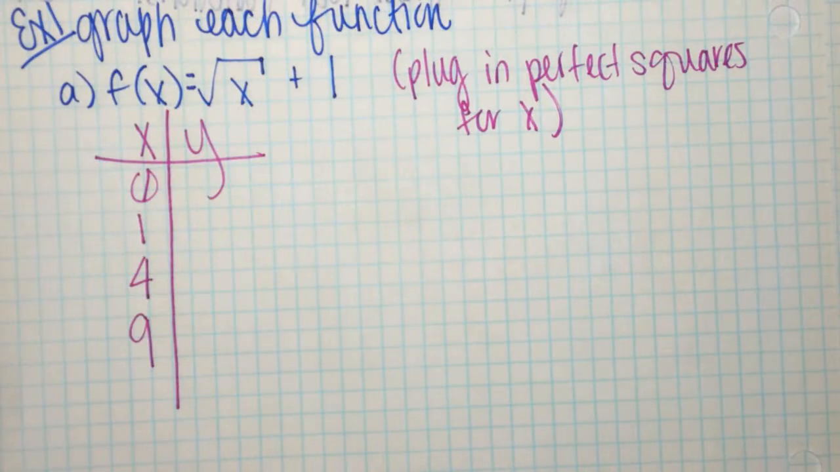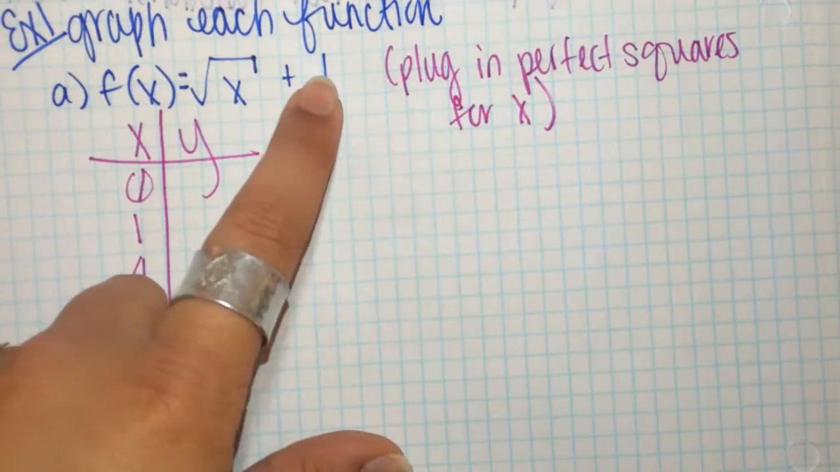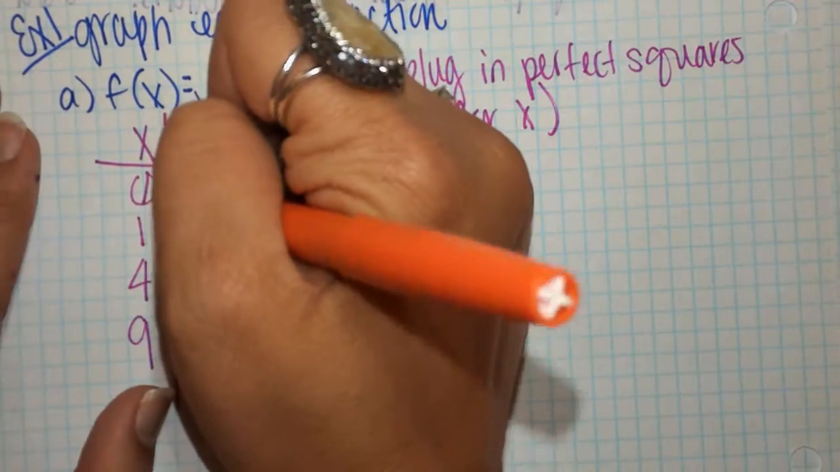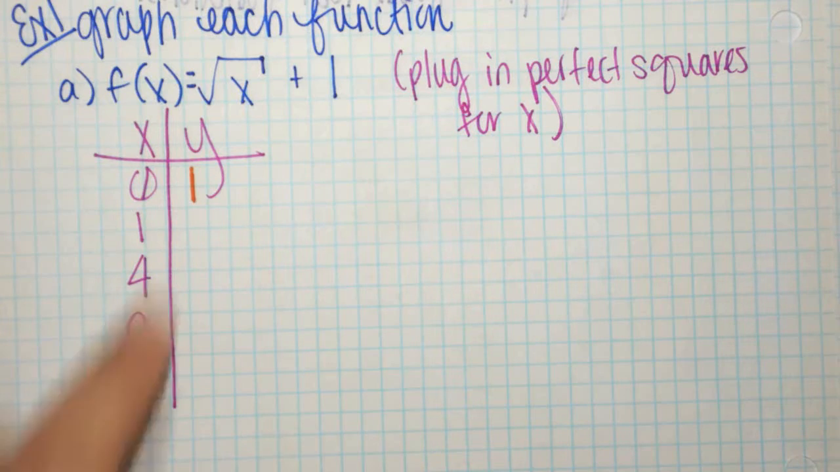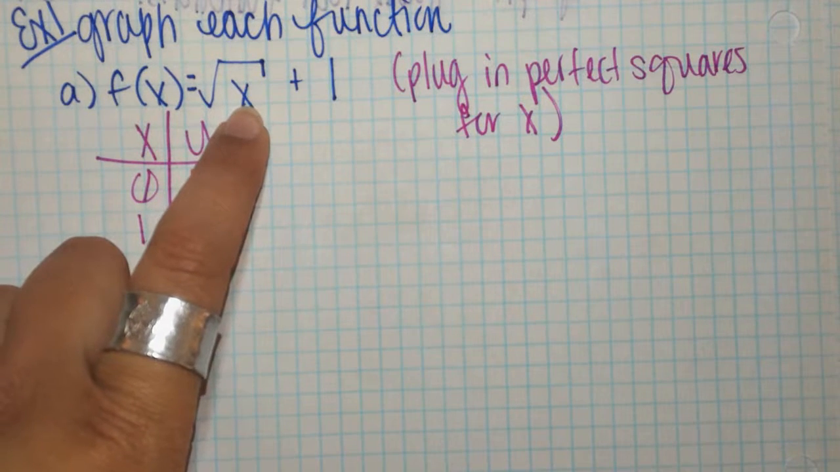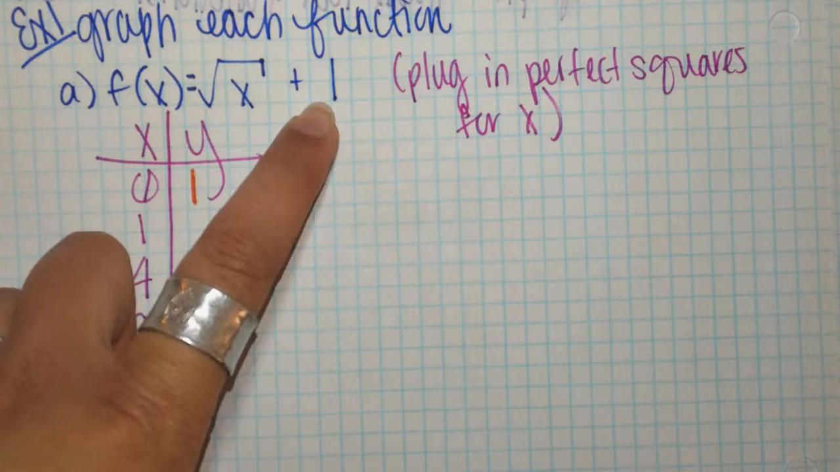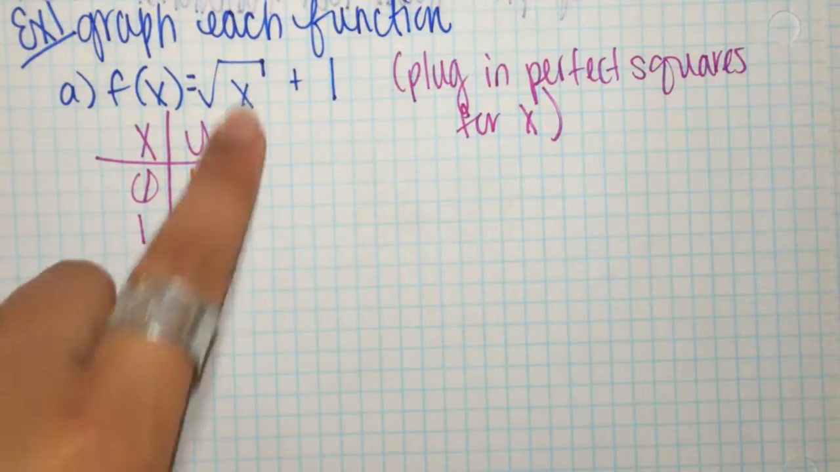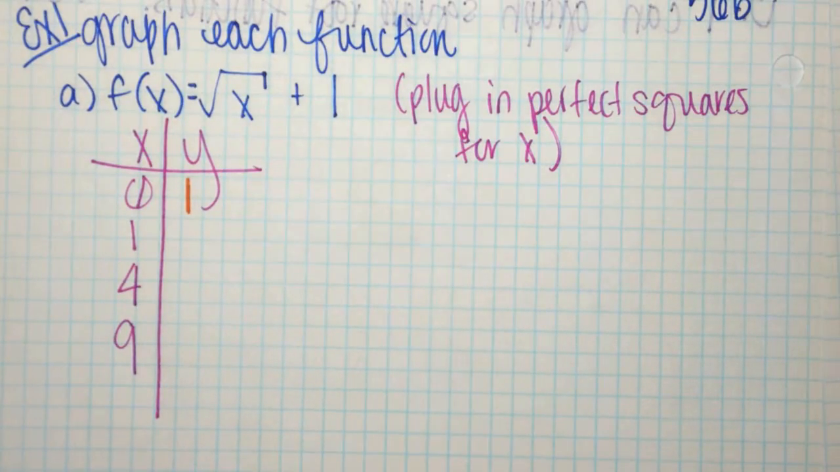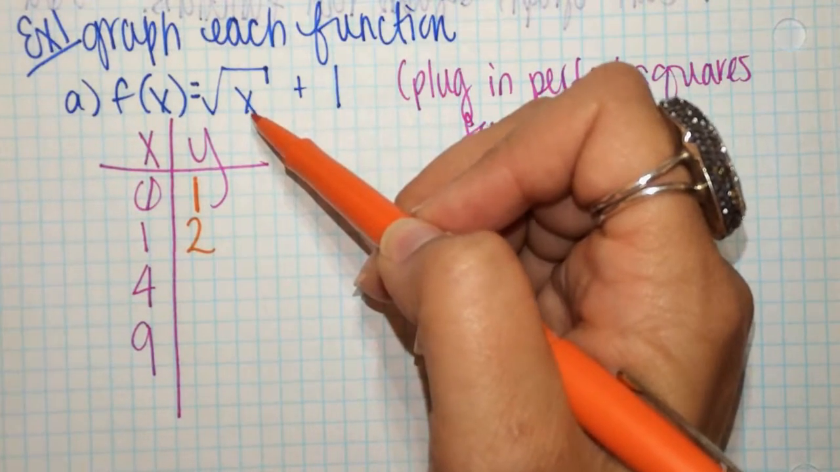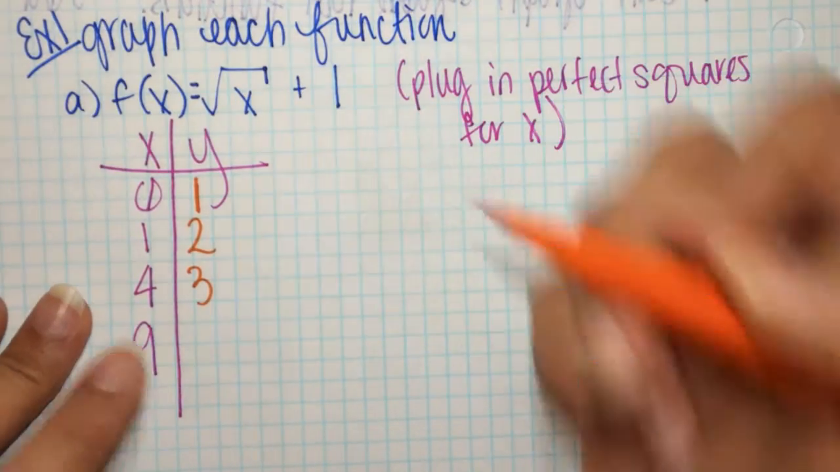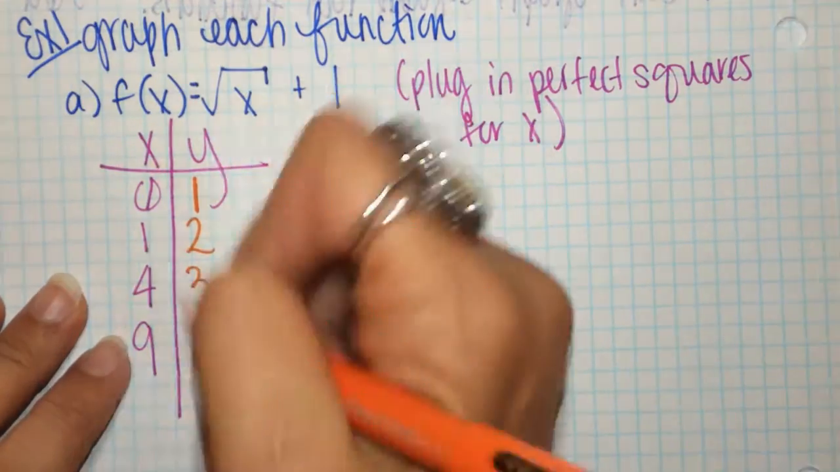What's the square root of 0? And what's 0 plus 1? 1. Does everybody see where we got that 1 from? Does anybody not see? The square root of 0 is? And 0 plus 1 is? Yep. Alright, what's the square root of 1? And what's 1 plus 1? Awesome. What's the square root of 4? And what's 2 plus 1? Alright, what's the square root of 9? And what's 3 plus 1?